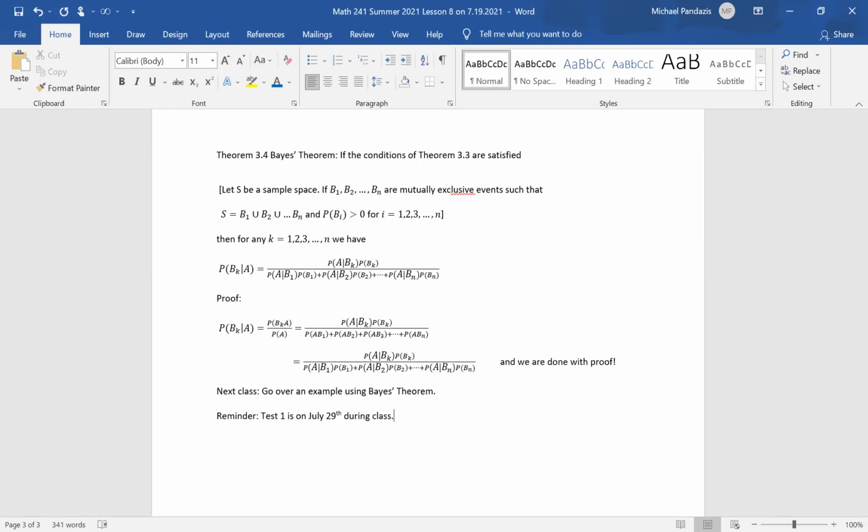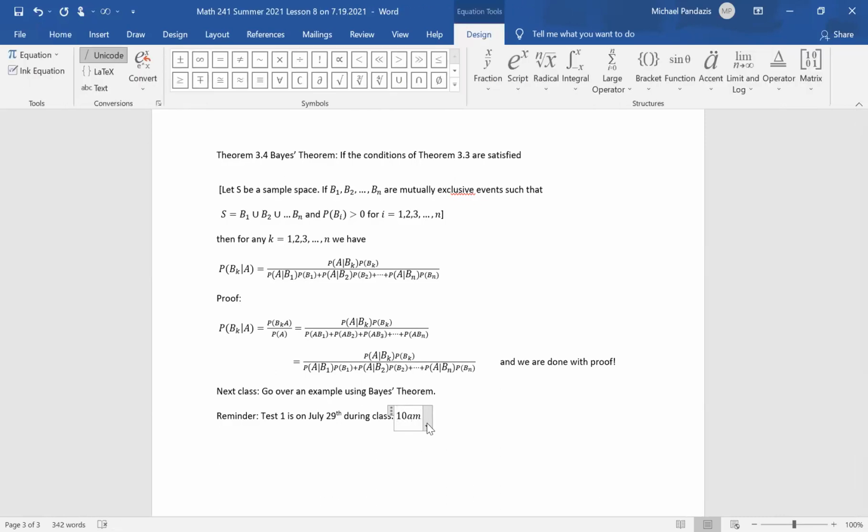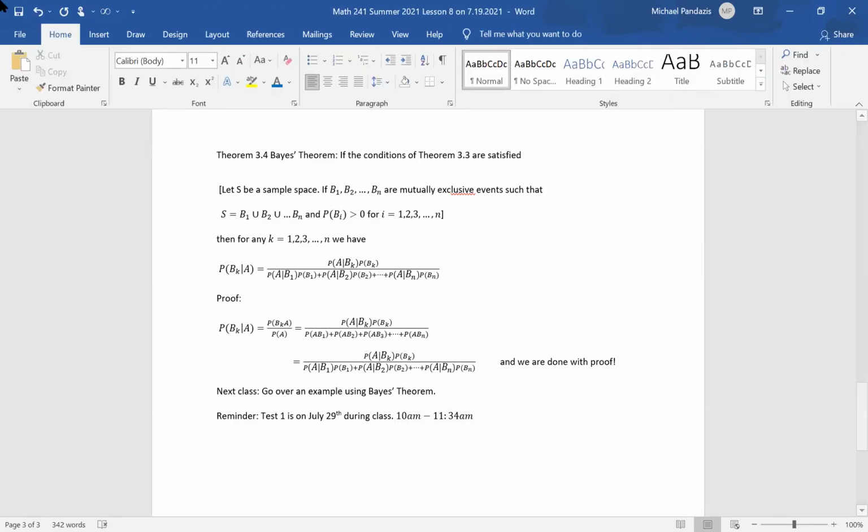Use the same class link for every class. It starts at the beginning of class. Don't be late. You don't want to miss any time in the exam. July 29th during class. Class is from 10 a.m. to 11:34 a.m., so the test will be during there. Make sure you have Zoom and everything else. All the instructions I gave last time, keep that in mind. Okay, so we'll stop here.